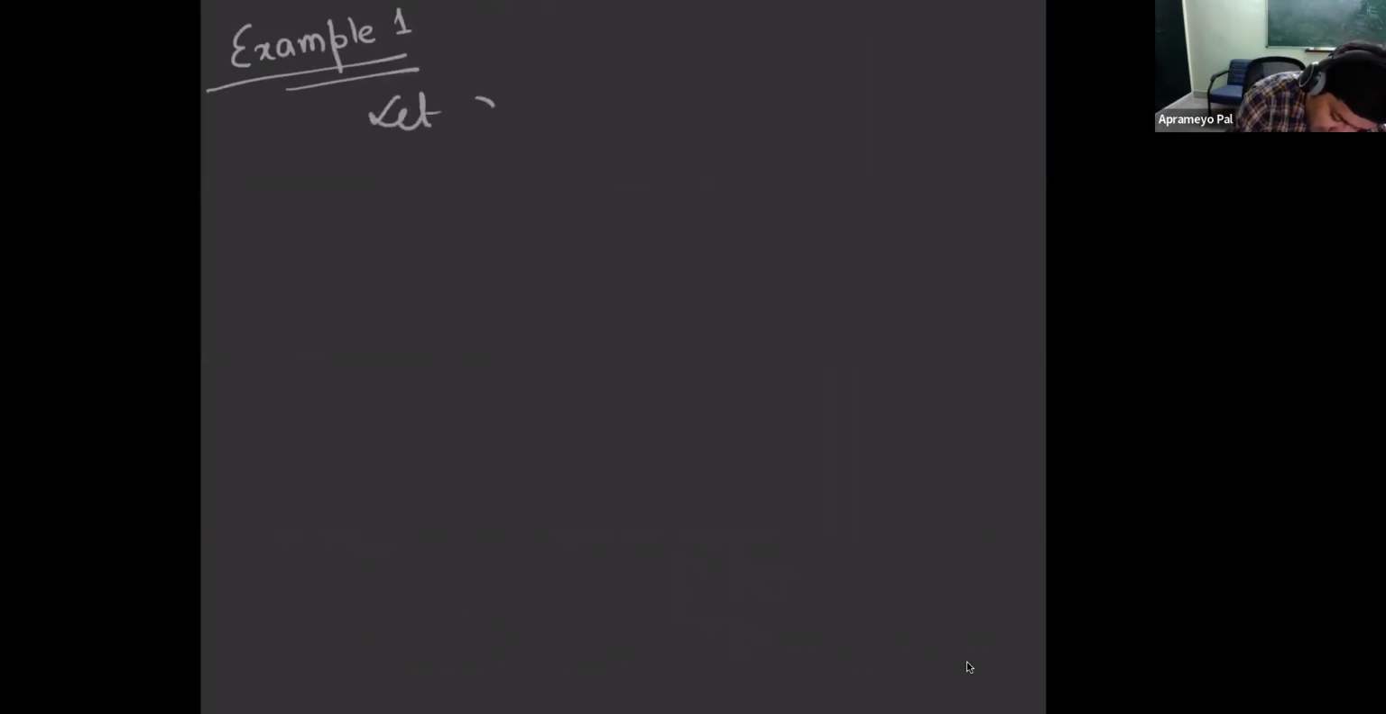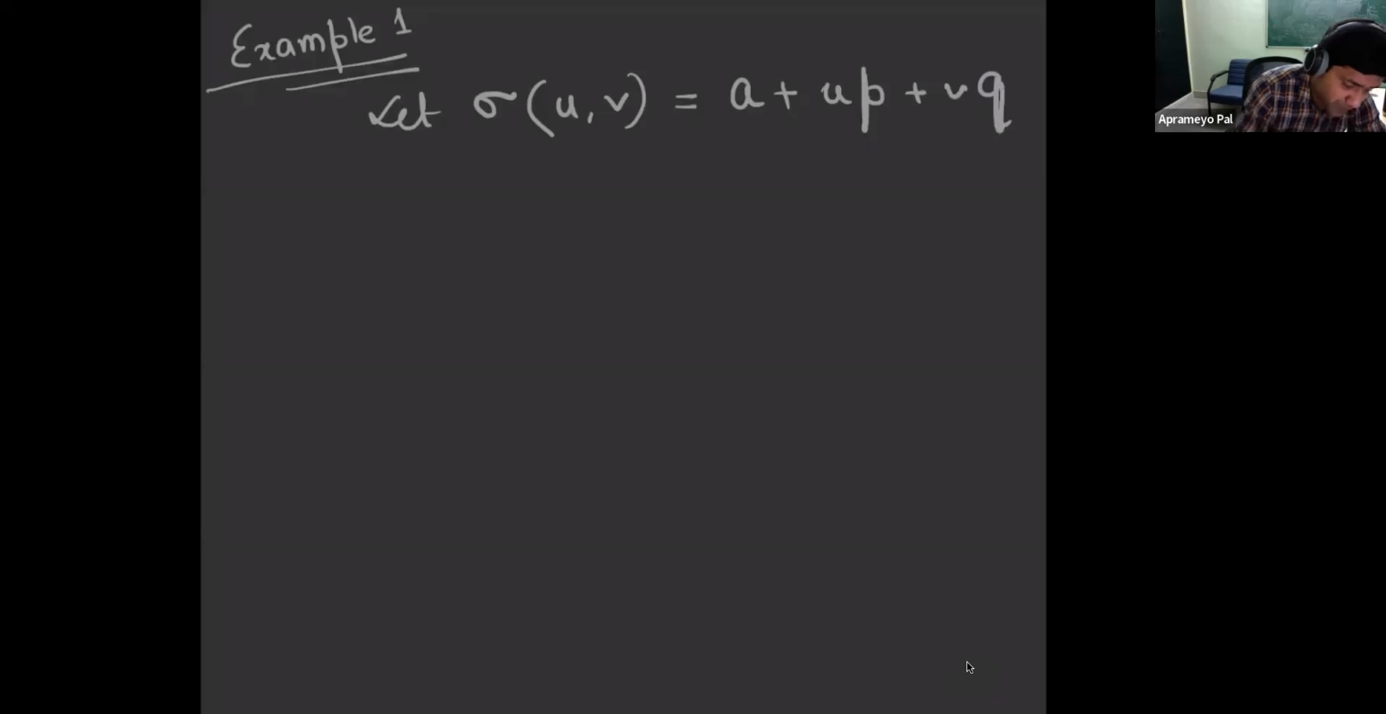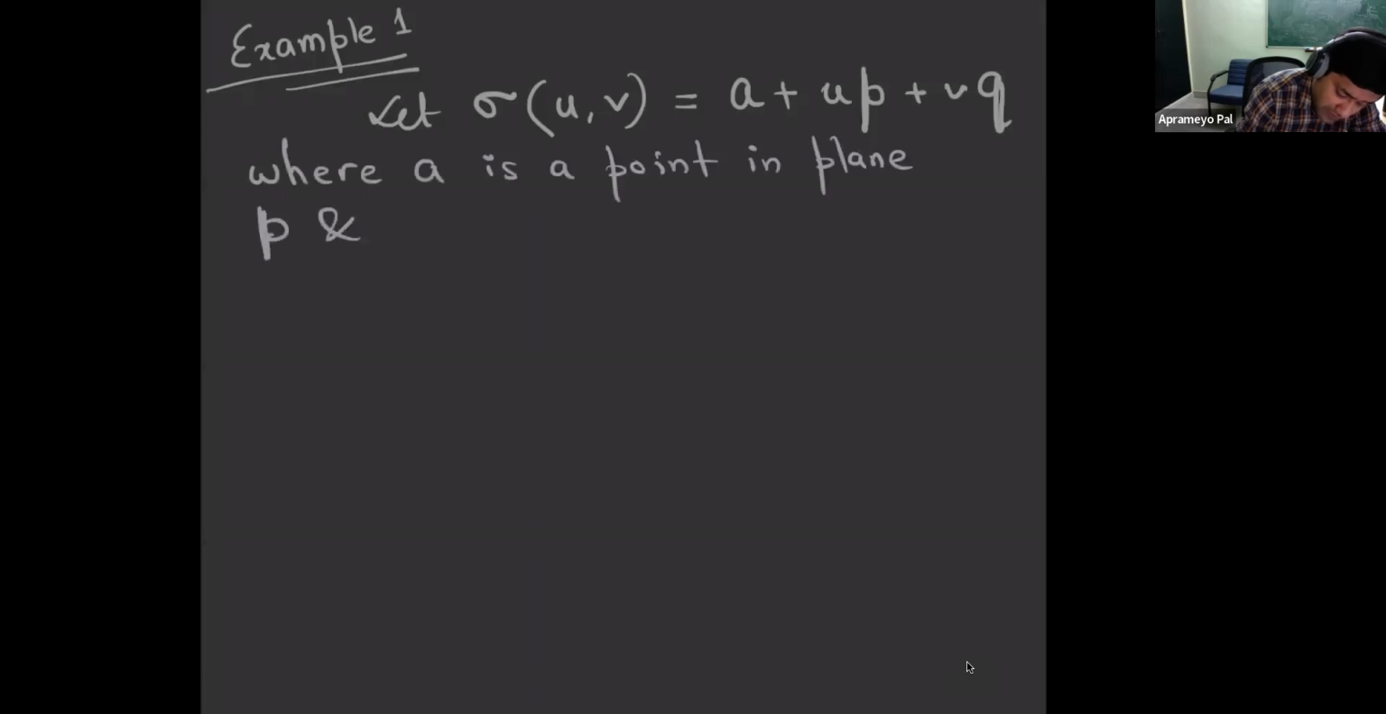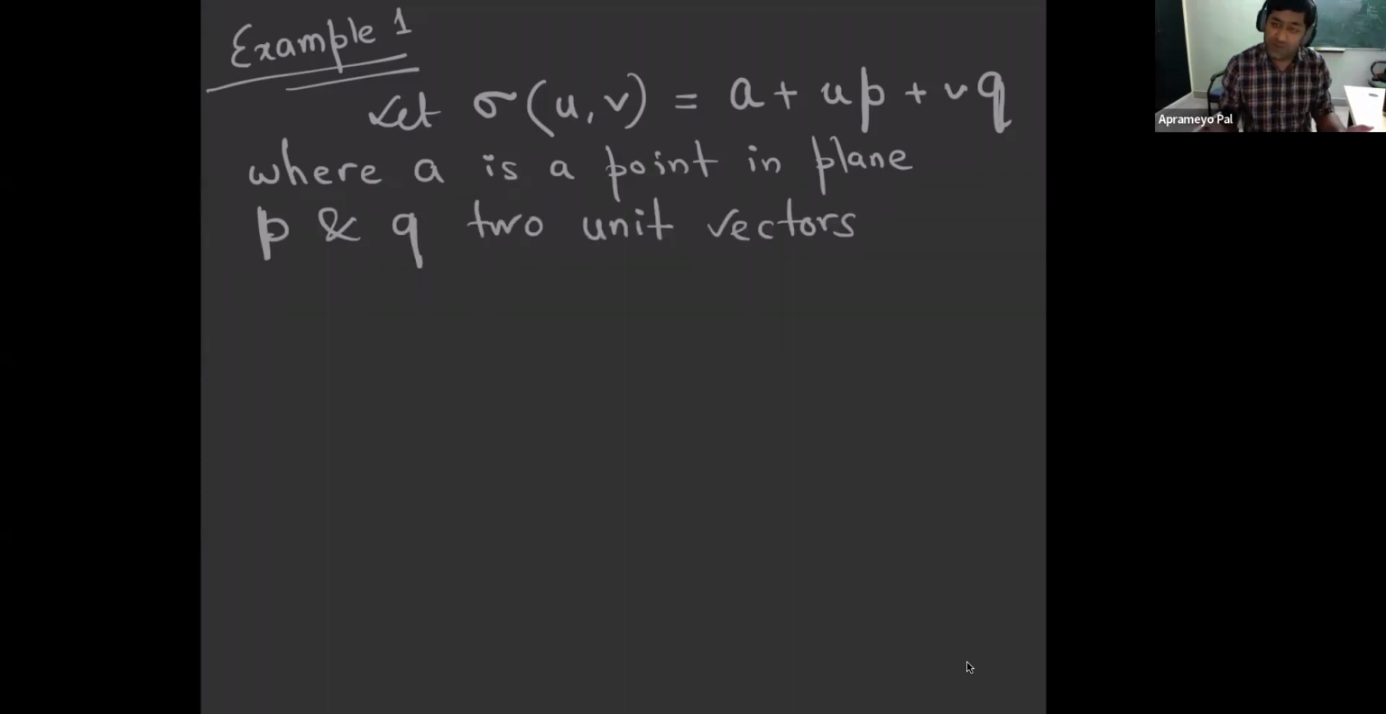So let sigma, the parameterization, be sigma(u,v) = A + uP + vQ, where A is a point in the plane, and P and Q are two unit vectors that are parallel to the plane and perpendicular to each other. So essentially, you get a full parameterization.